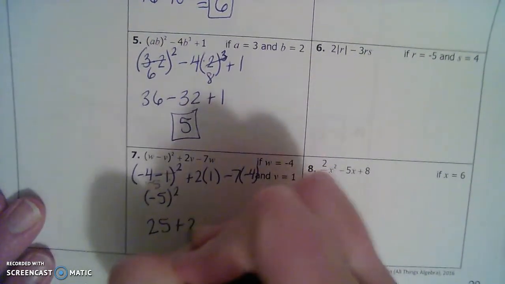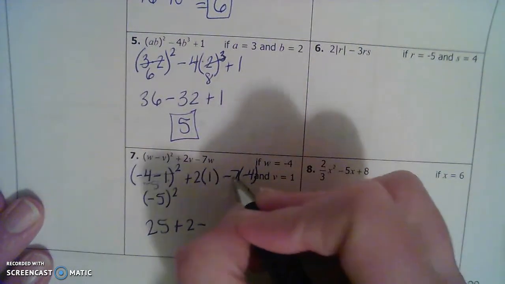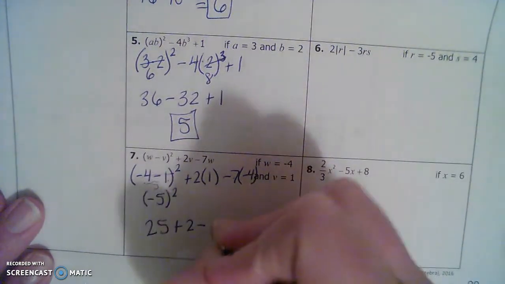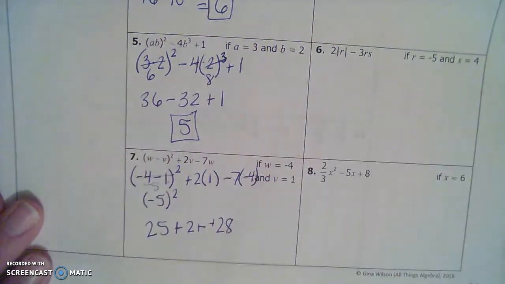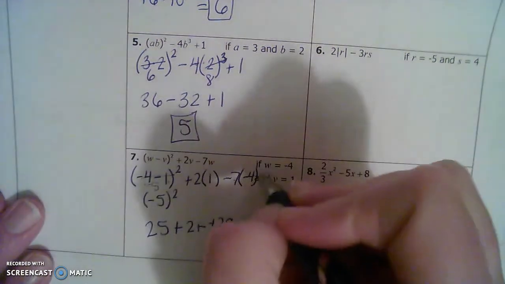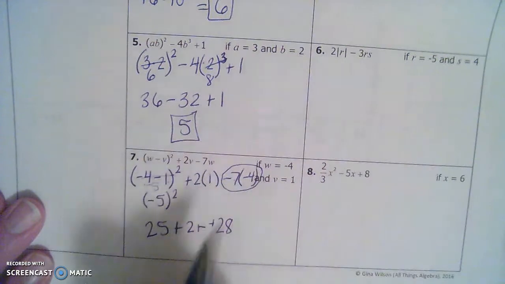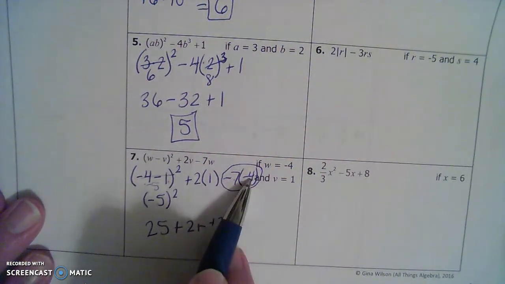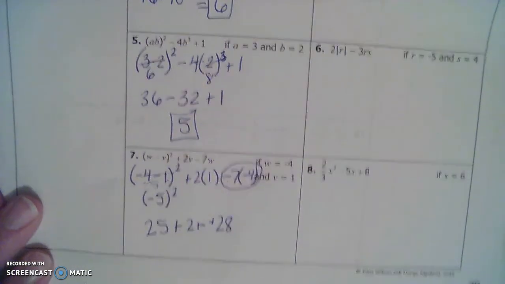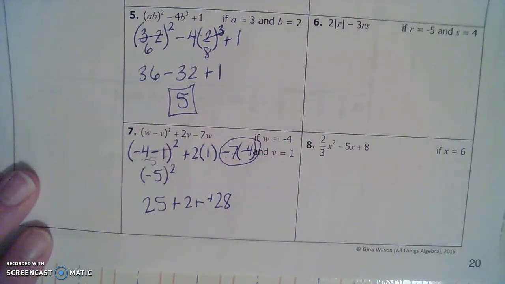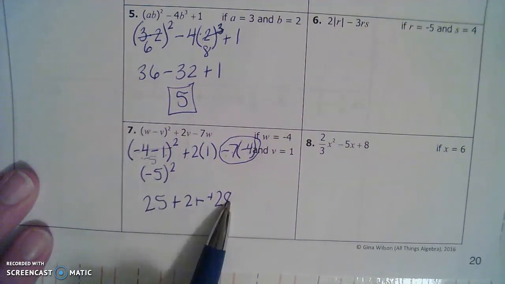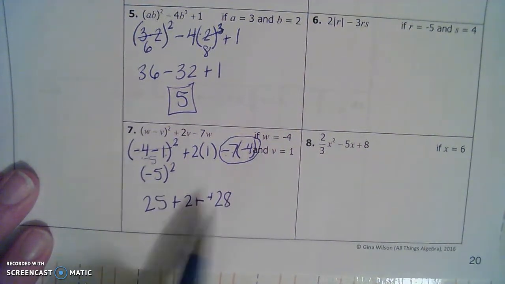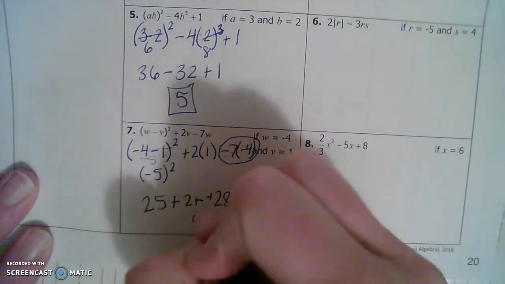Plus 2 times 1 is 2, minus 7 times negative 4 is negative 28. So minus negative really becomes plus positive. Some of you might get used to seeing that this is really like negative 7 times negative 4, so you would get positive 28, so you could make it a plus sign right away. Either way, now we're down to all addition, so 25 plus 2 plus 28 should give us 55.